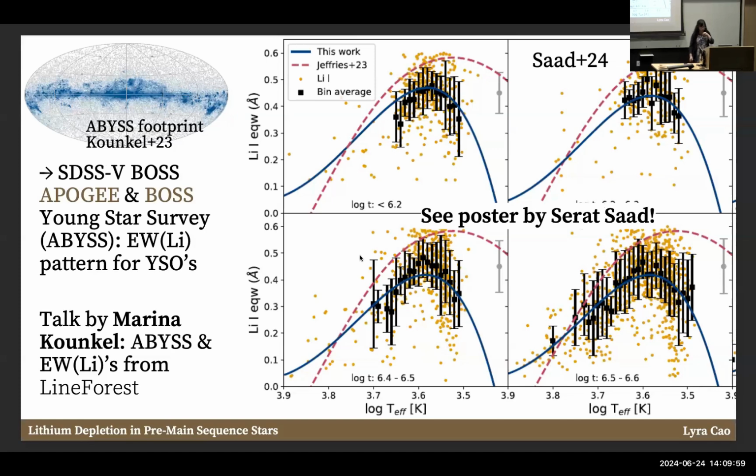I want to also highlight the work done in SDSS-V. This is a whole bunch of spectra taken by the survey, the BOSS survey instrument. And I want to highlight Marina Kunkel's work and also the poster by Surat Saad. This is related to the APOGEE and BOSS Young Star survey. This is looking at equivalent widths. And here are a whole bunch of these lithium depletion patterns, but they go to really young ages. These are specifically targeting super young ages, starting to really disentangle the lithium depletion pattern as it occurs in the youngest ages.